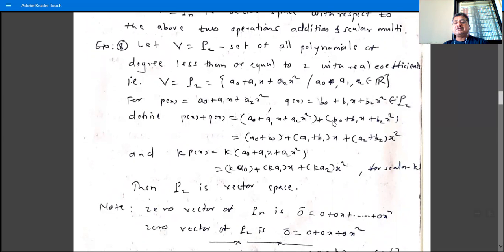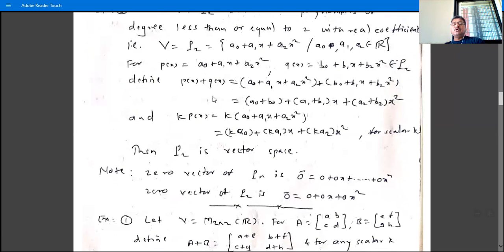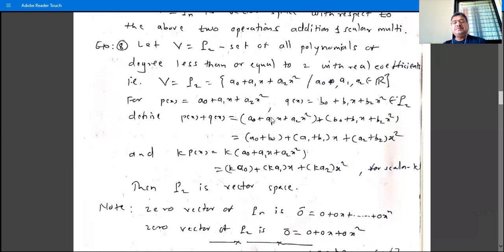P(x) plus Q(x) is equal to a naught plus b naught plus a1 plus b1 x plus a2 plus b2 x squared. So the addition of two polynomials of degree 2 is again a polynomial of degree 2, or less than or equal to 2. If the value of a2 plus b2 is 0, then it is a polynomial of degree 1. But the addition of polynomials of degree 2 is again a polynomial of degree less than or equal to 2. That is, P(x) plus Q(x) is again an element of P2.